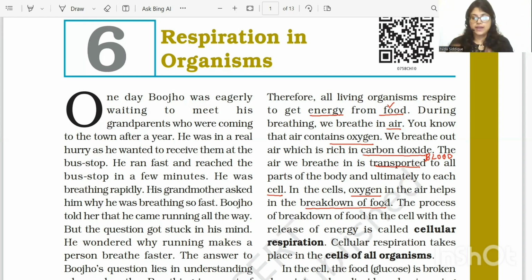So ये जो process है, this process of breakdown of food in the cell in order to release the energy is called as cellular respiration. और इसे हम cellular respiration क्यों कह रहे हैं? It is because this process takes place in the cells of an organism. That's why it is called as cellular respiration. Okay, so what we have learned about respiration, it is a process by which a food is broken down in the presence of oxygen in order to provide energy in our body. I hope it is clear to everyone.